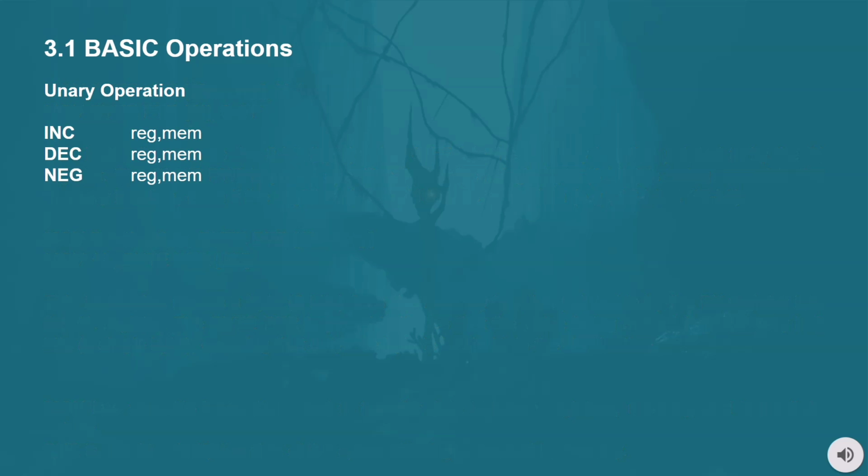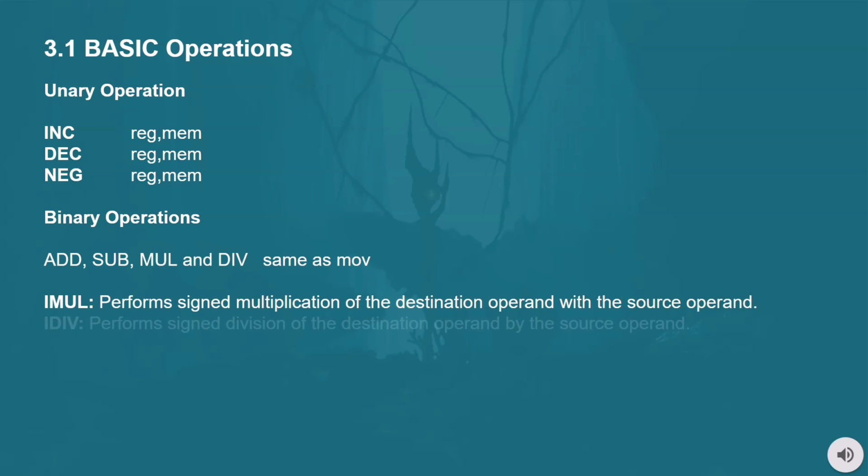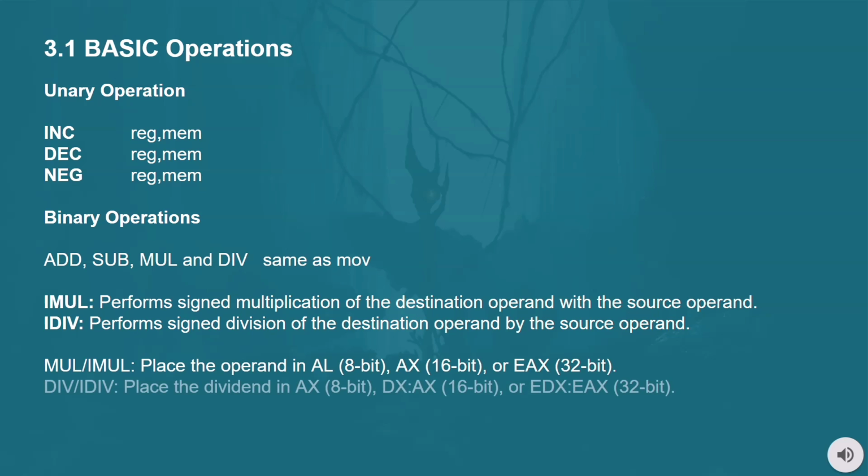Assembly language instructions for unary and binary operations include INC, DEC, NEG, ADD, SUB, MUL, DIV, IMUL, and IDIV, which perform arithmetic operations on registers and memory, with specific conventions for operand placement and result storage.